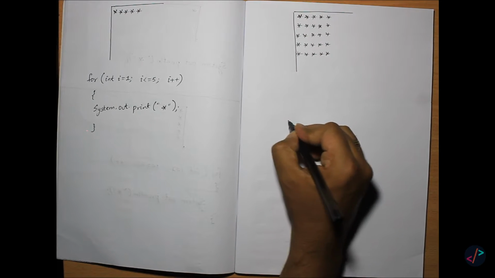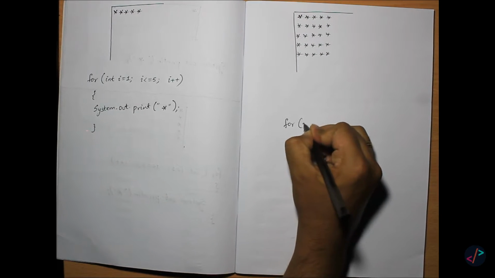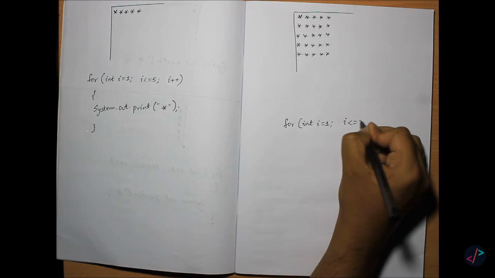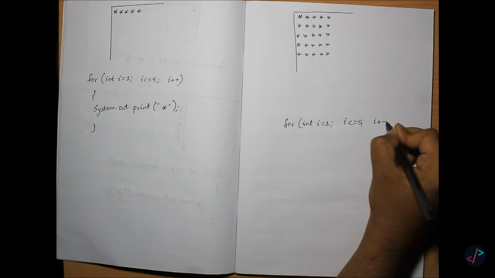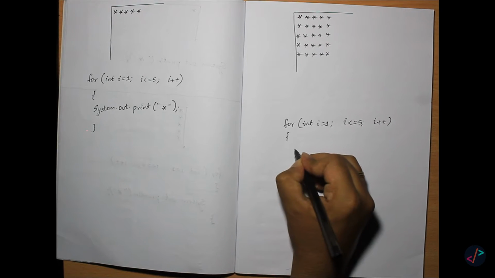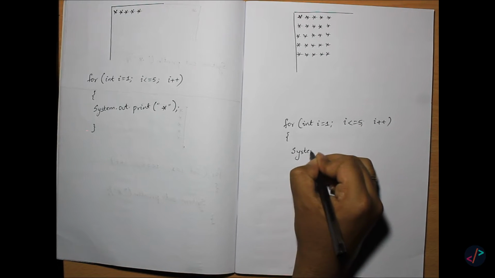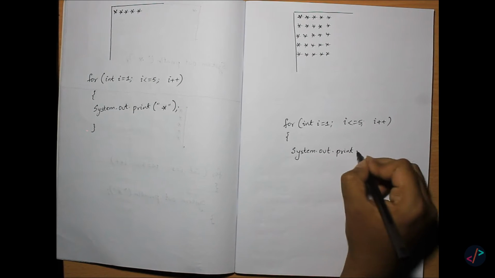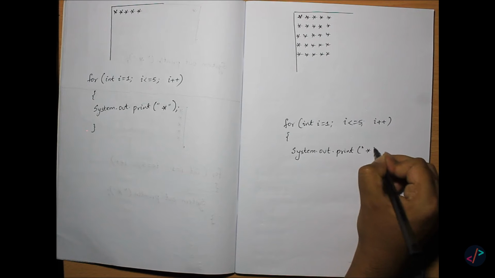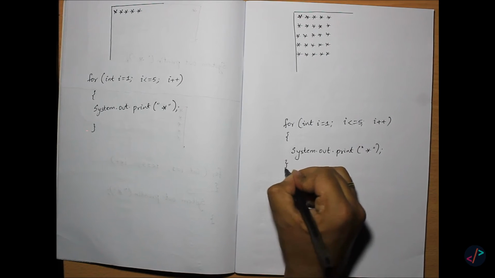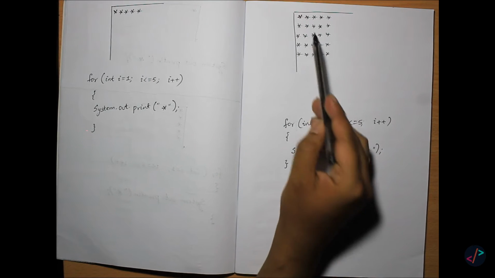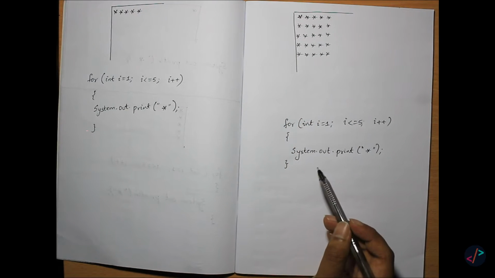I will simply write the code like this: for int i equals 1, i less than or equals to 5, i plus plus. Inside this, I will write System.out.print, like this. Now this piece of code will only give you a single line of stars, 5 stars.